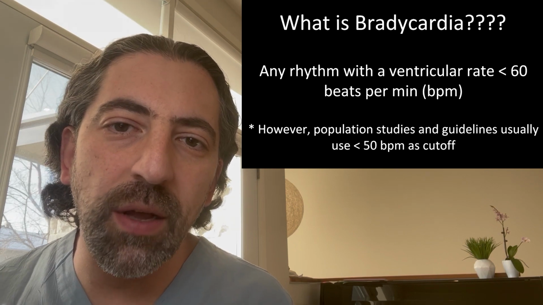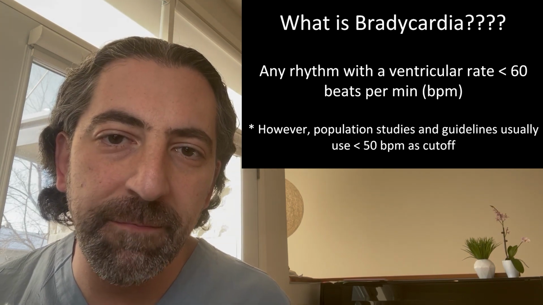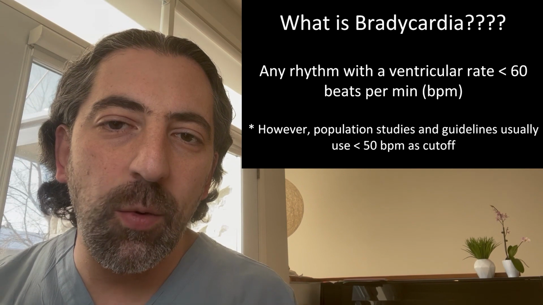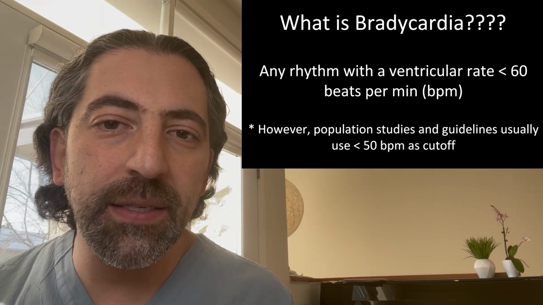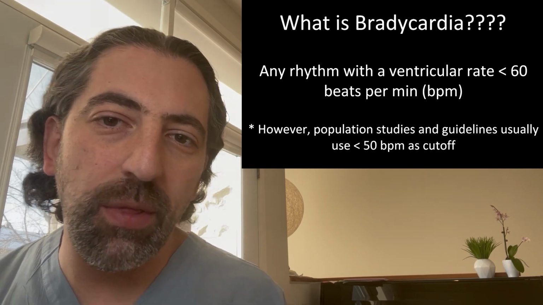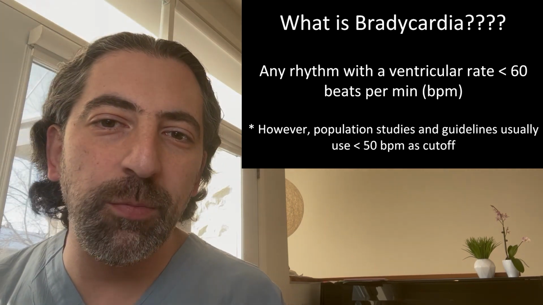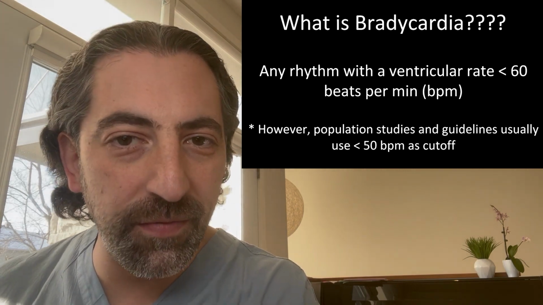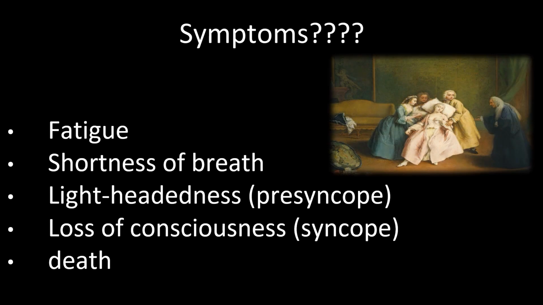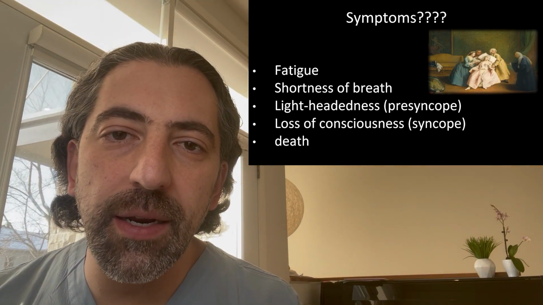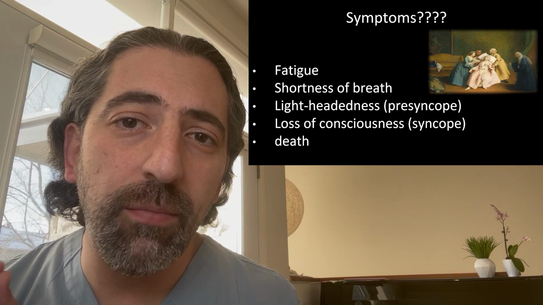When somebody has a low pulse of less than 50 to 60 beats per minute, they may start developing symptoms. Whether they develop symptoms or not will depend on their general health, other comorbidities, and the actual heart rate. So somebody with a heart rate of 15 to 20 beats per minute is more likely to be symptomatic than somebody with a heart rate of 45 to 50 beats per minute. These symptoms include fatigue, shortness of breath, lightheadedness, or what we call presyncope, loss of consciousness, or what we call syncope, or potentially death.